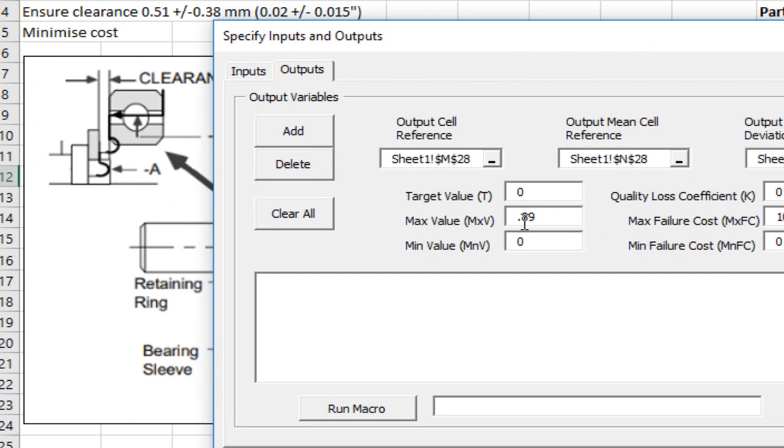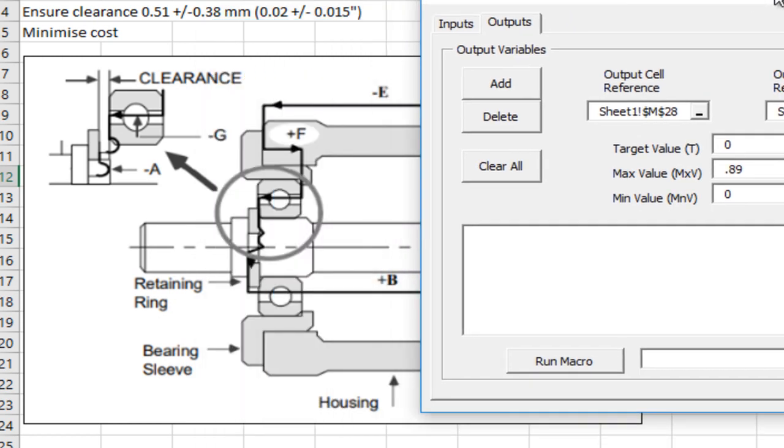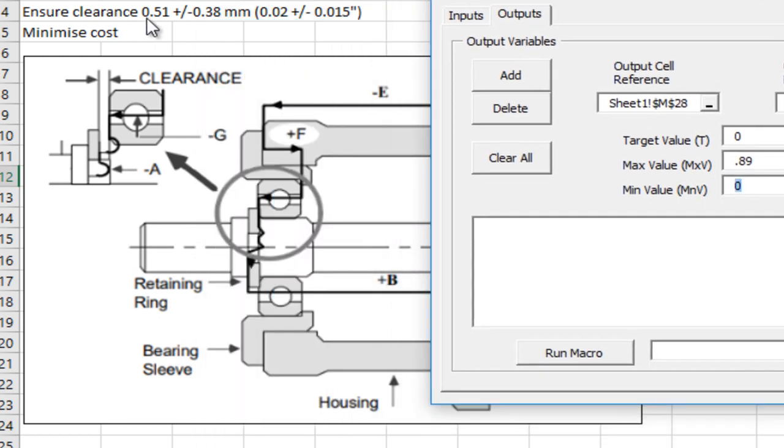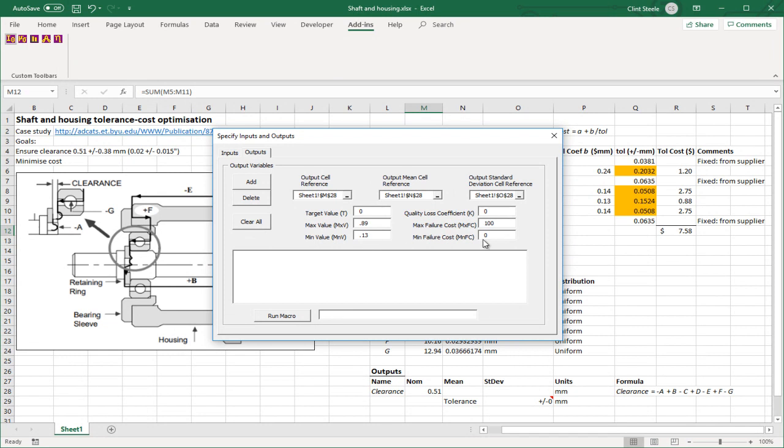So it's 0.89. If the clearance is greater than that in millimeters, then it's going to fail and it will cost us $100. The minimum value is 0.51 minus 0.38, which is 0.13. And once again, we'll say the cost is the same, even though it might be a slightly different failing mode with bearings wearing out as opposed to having too much clearance and therefore a lack of alignment or something like that. I'm going to say ultimately we can't use the system and therefore it costs us the same amount.